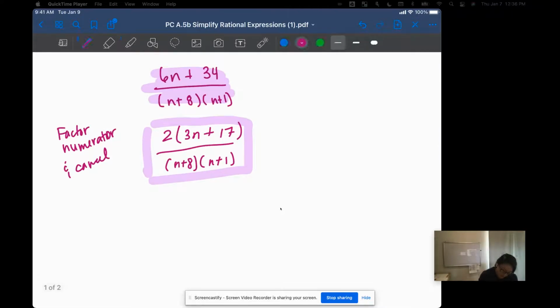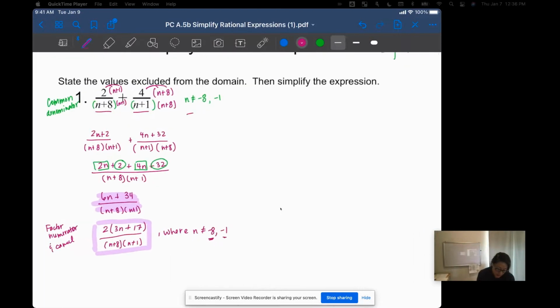Where n cannot equal -8 or -1. And since nothing canceled, we can see still that we can't plug in an n value of -8 and -1, but sometimes when the factors cancel at the end, it's hard for us to see that we still can't plug in these numbers. So whatever numbers you had at the beginning that were excluded values, they're going to stay excluded values for the whole problem.